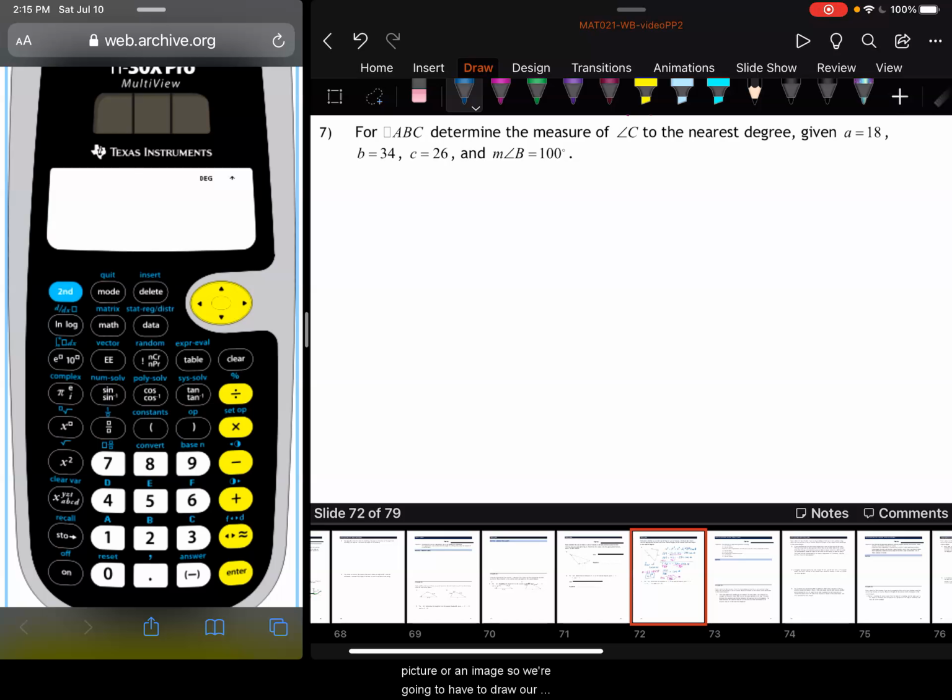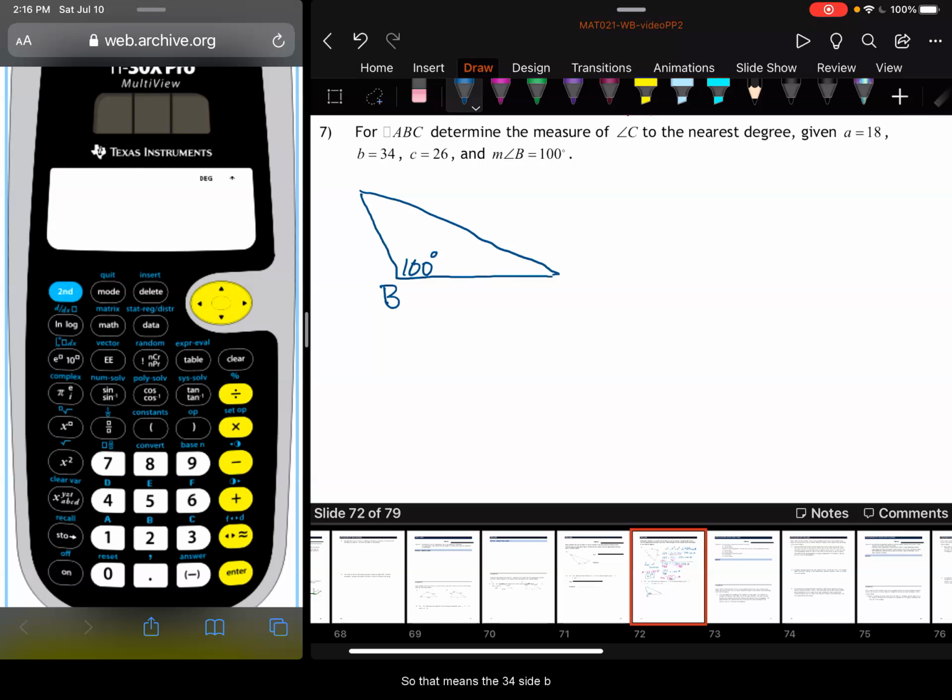have to draw our own triangle. It just has to be a sketch. It doesn't have to be perfect. So I know 100 degrees is bigger than 90, so I'm going to have one angle that's a little bigger than 90. And I'm going to make that my angle B and label it 100 degrees.